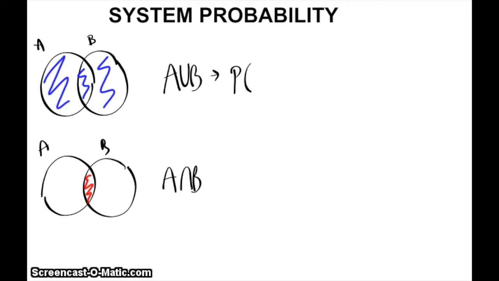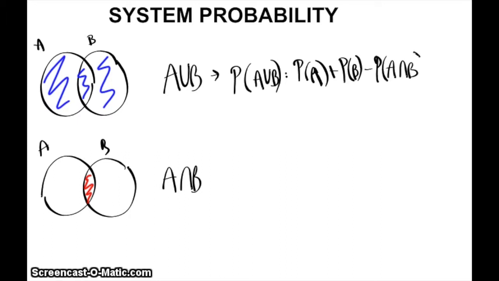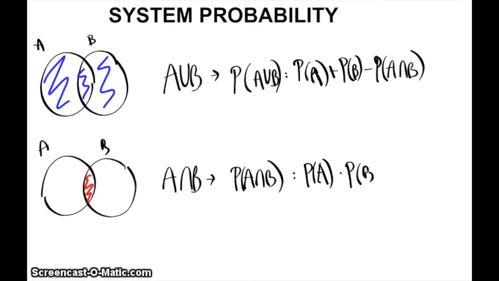So we say the probability of A union B equals P of A plus P of B minus P of A intersection B, and this is the standard definition. For the intersection, we know that the probability of A intersection B equals the probability of A times the probability of B. So by substituting this equation into the union equation, we find that the new equation is the probability of A plus the probability of B minus the probability of A times the probability of B.